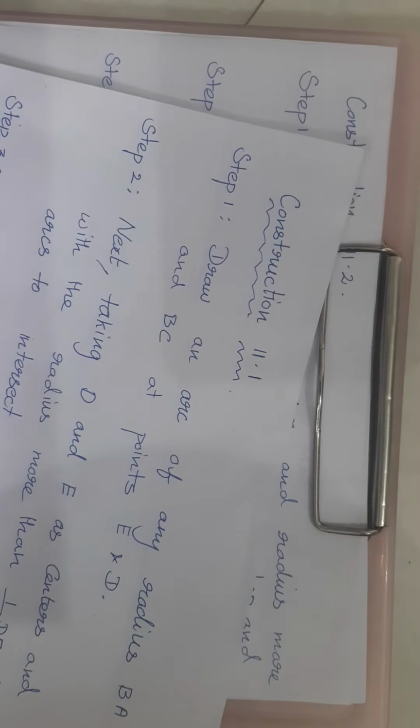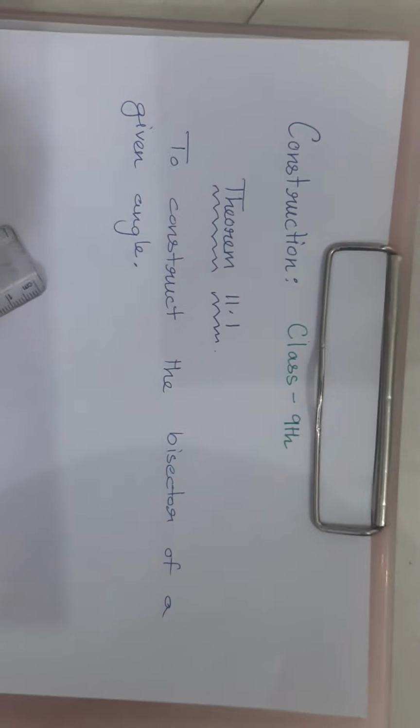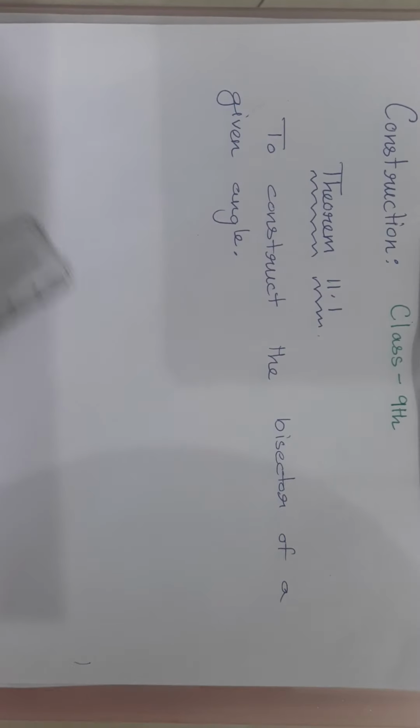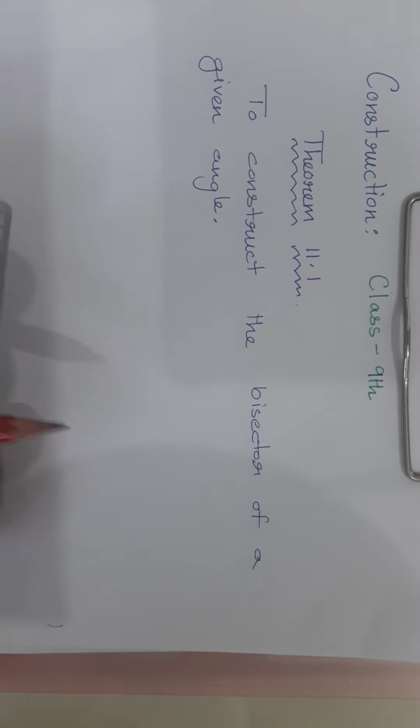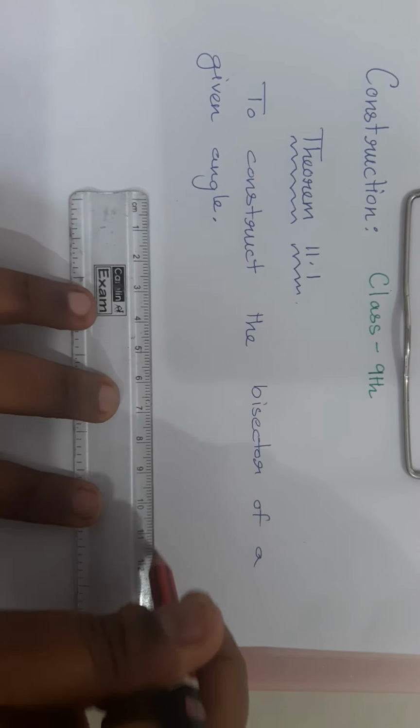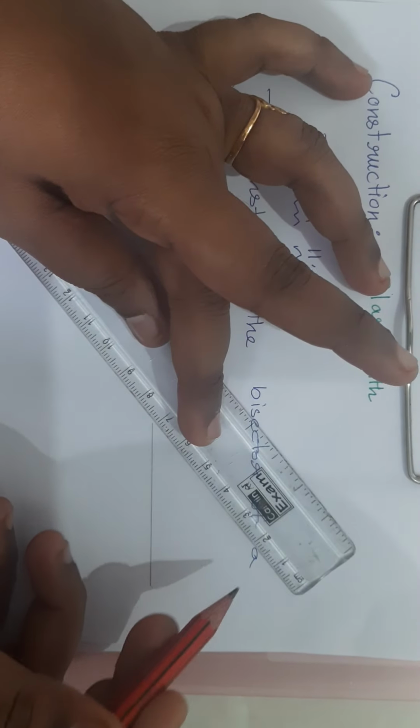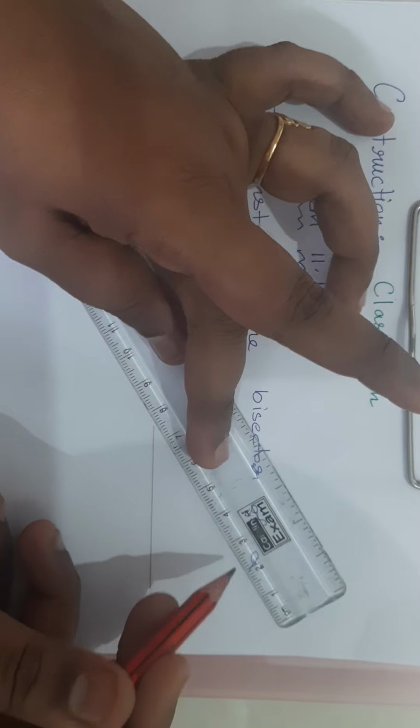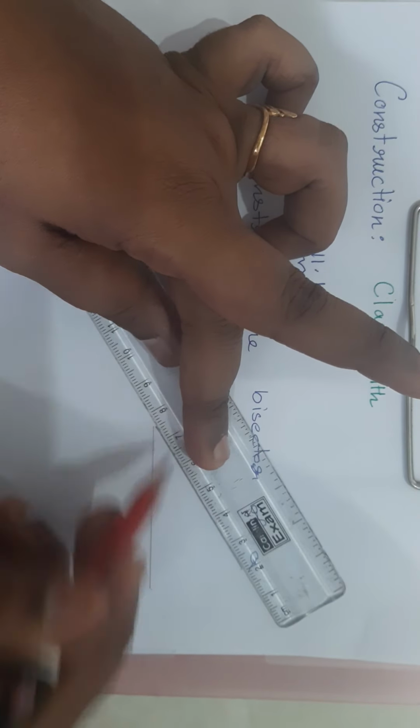So, after the diagrammatic portion, I will show you the construction. I will explain you also. So, first, we will do the construction. We will first do one rough diagram. Children, see, if any construction, anything you are going to do, first do the rough diagram.